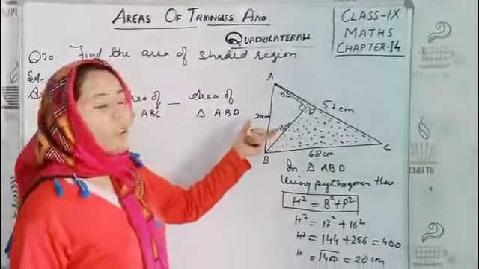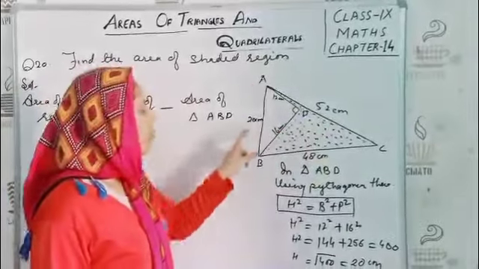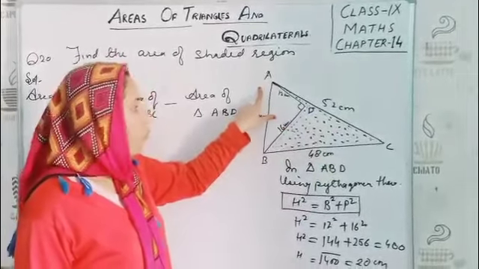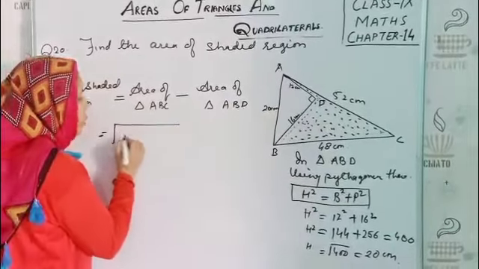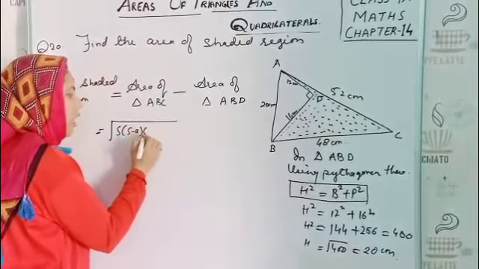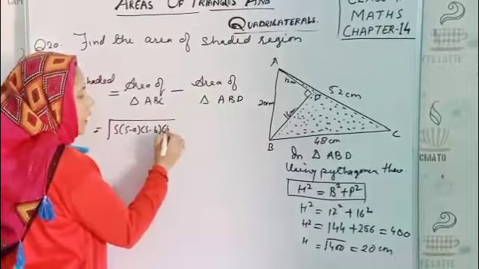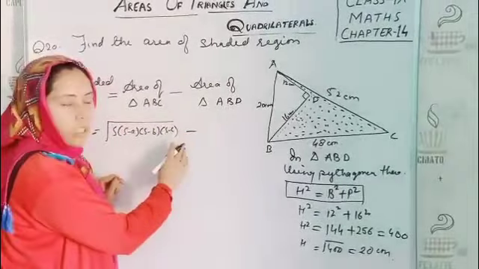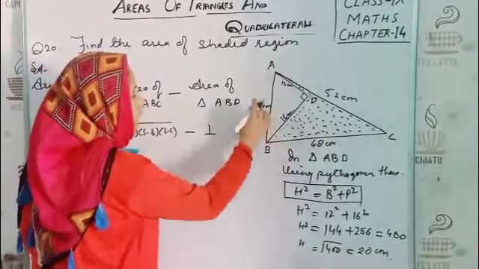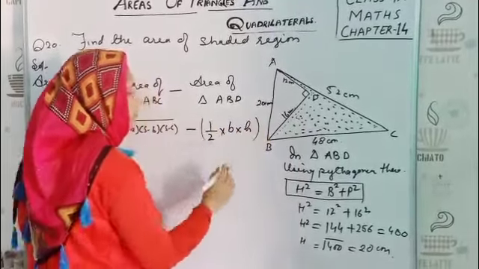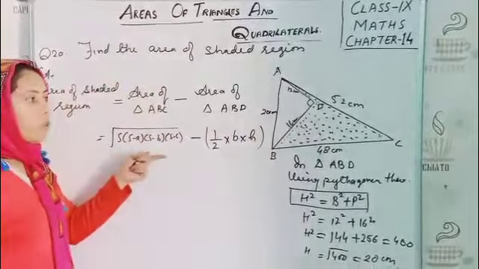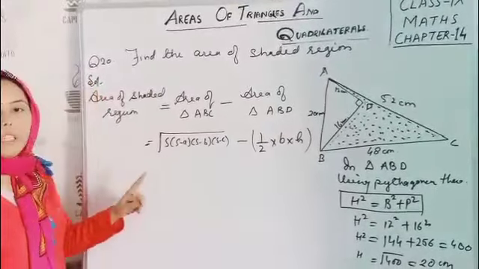Now you are easily able to calculate the area of triangle ABC using Heron's formula, under root S minus A, S minus B, S minus C. Then you will subtract it with the area of triangle ABD. You will use half base into height. Okay, you will put values. You will get the answer.